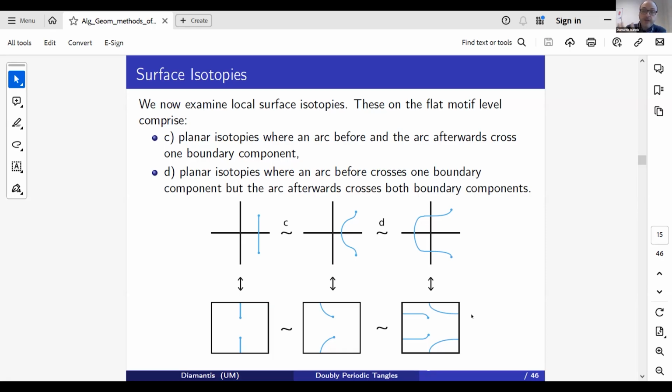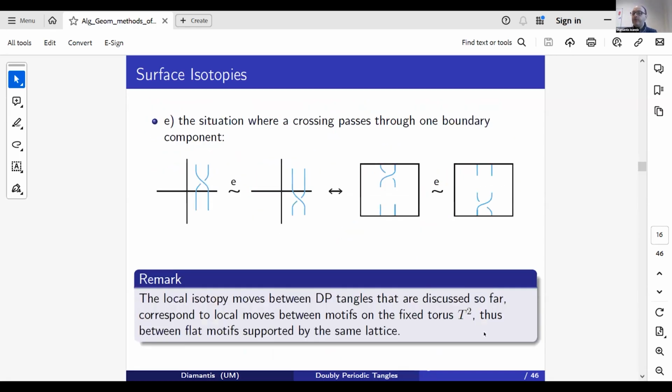So there are moves that take place in the interior, but after the performance of the move, you touch one of the 2 boundaries. And there are moves that after the performance, you touch both boundaries. We have to keep in mind these tricks because they make things a little bit more complicated. These examples that I have here are very straightforward, but you can imagine how complicated examples you might have, because you can imagine very different and complicated DP tangles. And finally, we also have to consider what happens when a crossing passes through one boundary, and we have to keep this in mind.